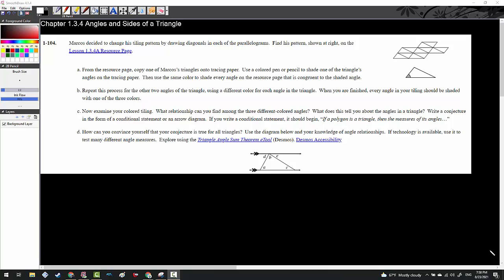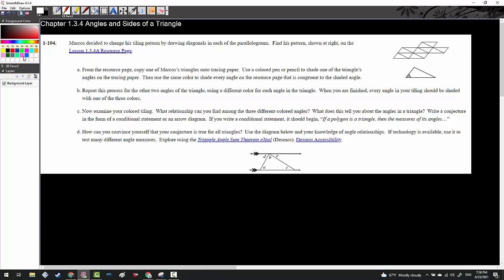In today's episode, we will be discussing Chapter 1.3.4, which is Angles and Sides of Triangles. So to begin this lesson, we're on Section 104 here. For purposes of this video, we're going to be skipping A through C. That's just a bunch of group work designed to get you to find a pattern of angles in the triangle.